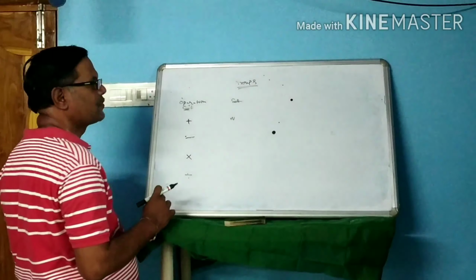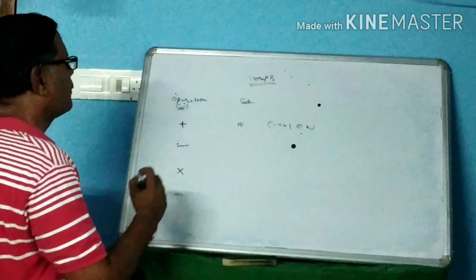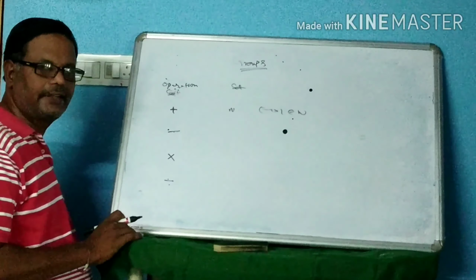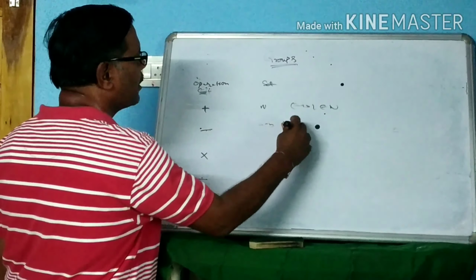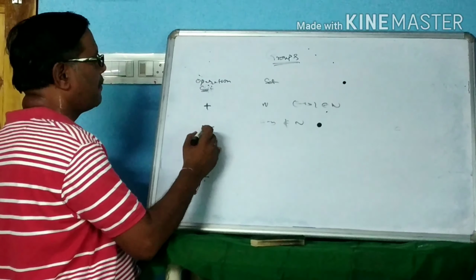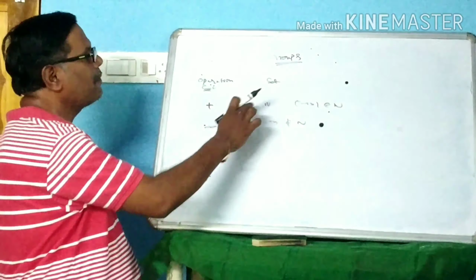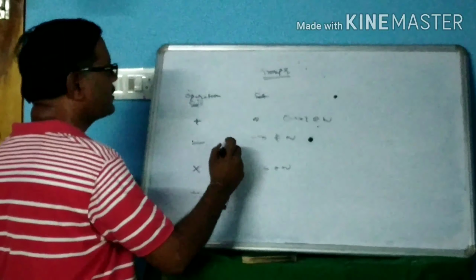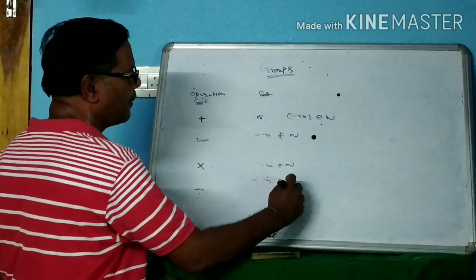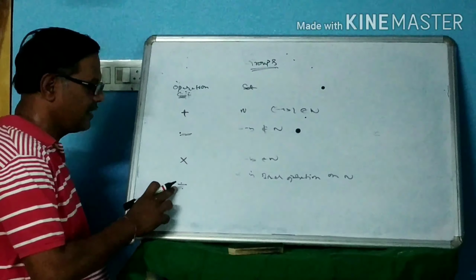Take the set of natural numbers N. a, b belongs to N implies a plus b belongs to N. So plus is a binary operation on N. a, b belongs to N, but a minus b does not belong to N. Subtraction is not a binary operation on N. Similarly, a, b belongs to N, ab belongs to N. So multiplication is a binary operation on N.